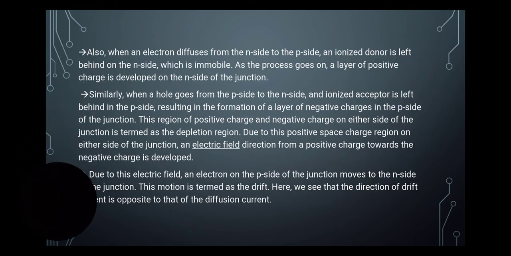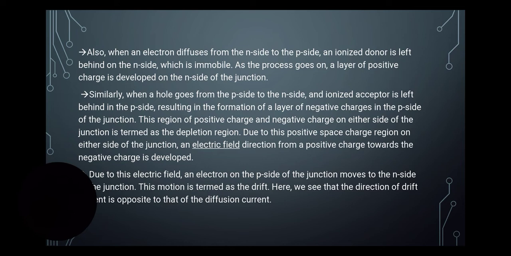Also, when an electron diffuses from the n side to the p side, an ionized donor is left behind on the n side, which is immobile. As the process goes on, a layer of positive charge is developed on the n side of the junction. Similarly, when a hole goes from the p side to the n side, an ionized acceptor is left behind on the p side, resulting in the formation of a layer of negative charge on the p side of the junction.